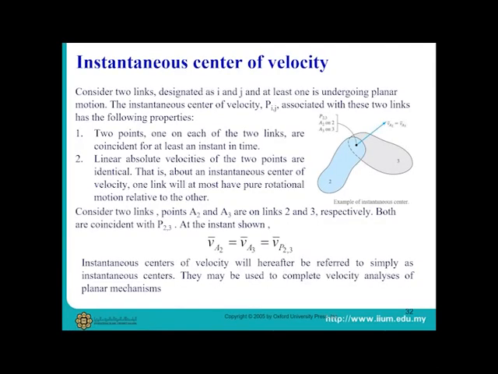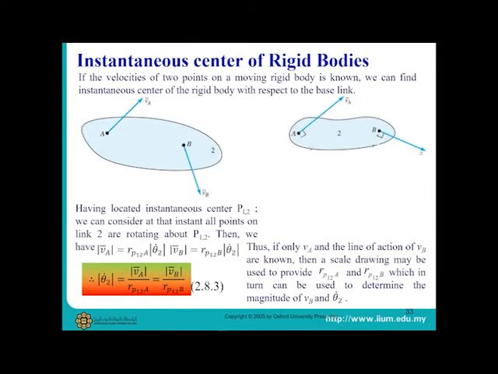Instantaneous center of velocity is another term that you are going to use for velocity analysis. When a link is moved, it will create an instantaneous center of velocity. For example, 2 points on a rigid body, A and B, which have velocities VA and VB respectively, will create an instantaneous center at a point P12.